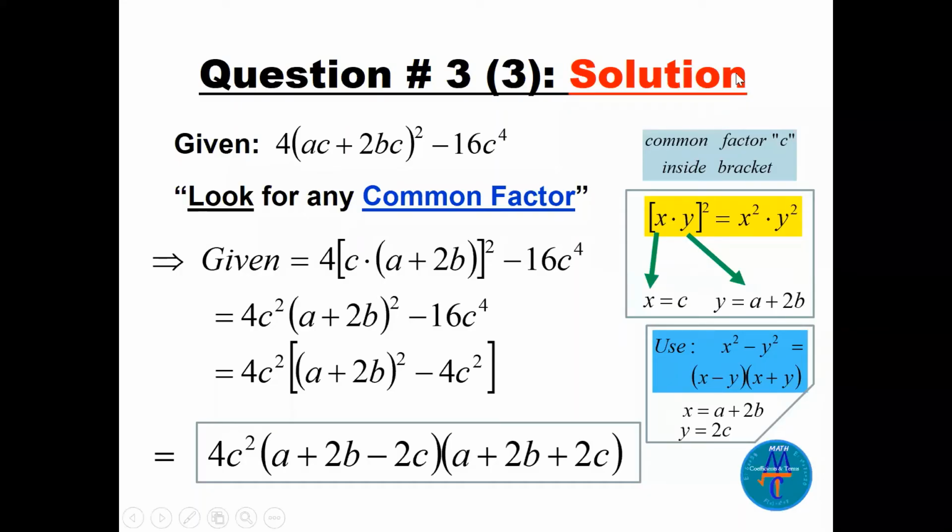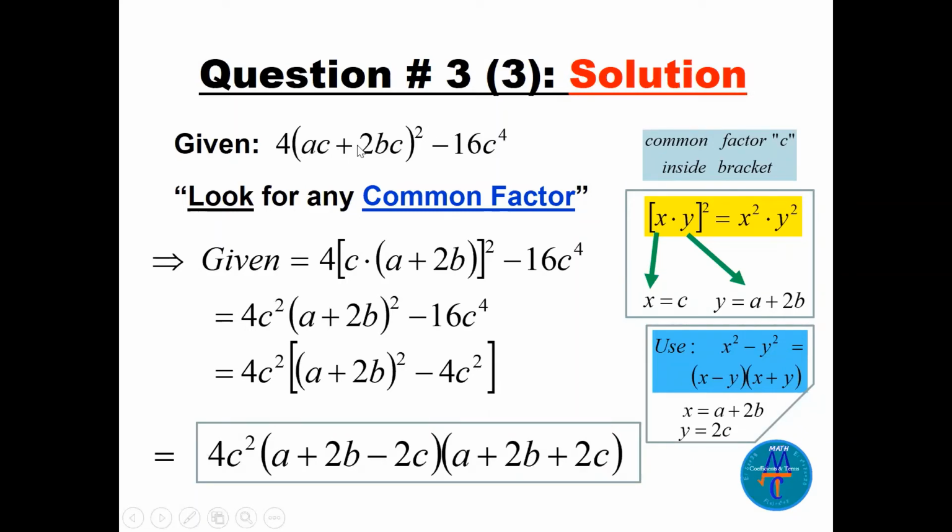Now, did you try this part 3 in question number 3? If you have tried, the answer should be 4C squared, A plus 2B minus 2C, times A plus 2B plus 2C. That's the complete factoring. Let me explain in details all the solution here. Now, this is the question given. I advised you, do not expand because it will complicate the question.